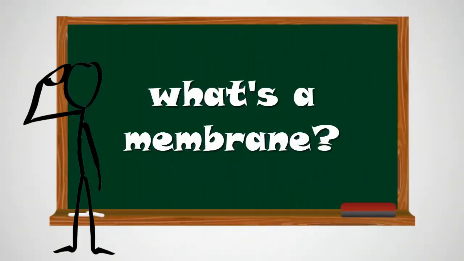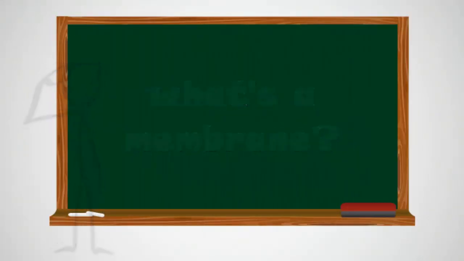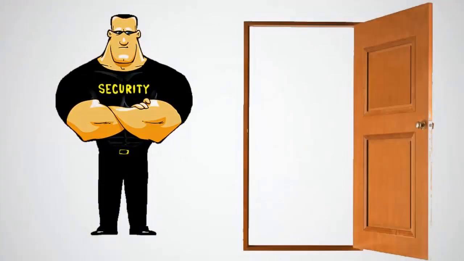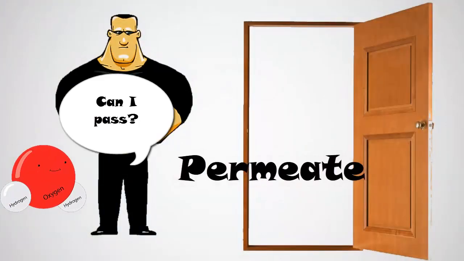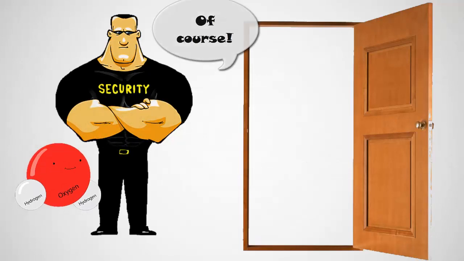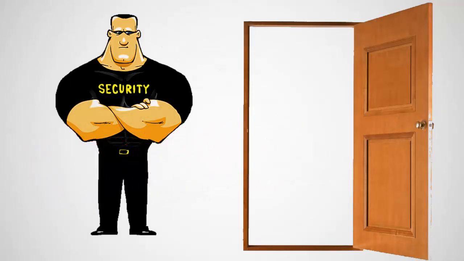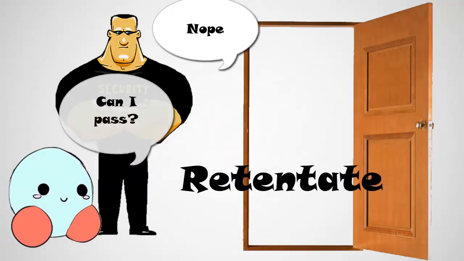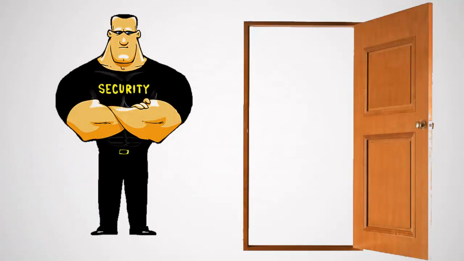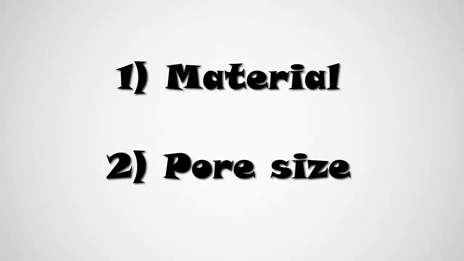Hi, what's a membrane? A membrane is a selective barrier. It allows some things to pass through, but stops others. Such things may be molecules, ions, or other small particles. Membranes can be classified according to the type of material or depending on the pore size.